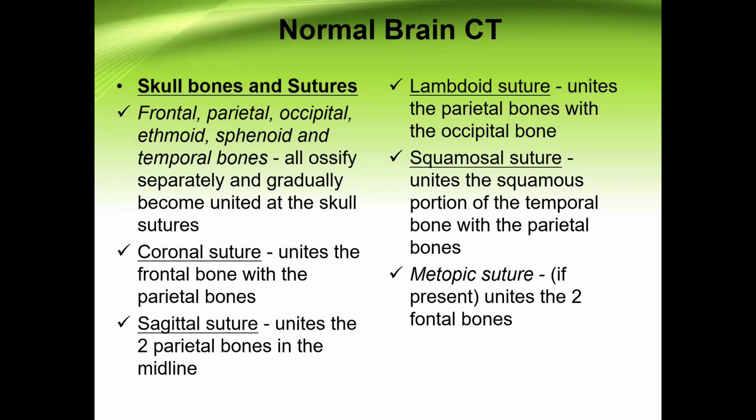All right, all these bones ossify separately, but they gradually become united by sutures. Like the coronal suture, for instance, unites the frontal bones with the parietal bones, while the sagittal suture unites the 2 parietal bones in the midline. The lambdoid suture unites the parietal bones with the occipital bone, while the squamosal suture unites the squamosal portion of the temporal bone with the parietal bone. And the metopic suture, if present, unites the 2 frontal bones, both sides.